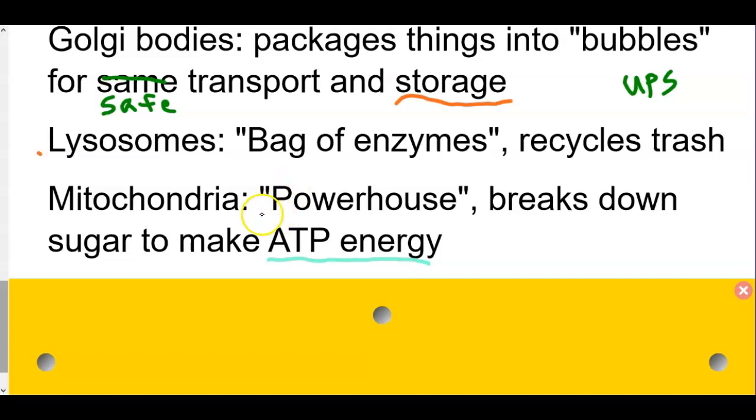Okay, lots of textbooks will call this the powerhouse. Power meaning energy, like a power plant. And the mitochondria is the part of your body that breaks down sugar. So all the sugars in the food that you eat, whether it's a really big carbohydrate or a really small piece of glucose, it's going to break those into little pieces and turn it into something called ATP. And we're going to learn a lot more about ATP next week. But ATP is like the little batteries that have energy for your body to work.